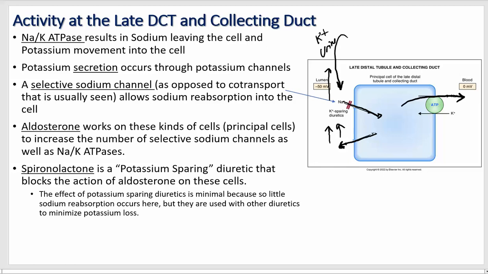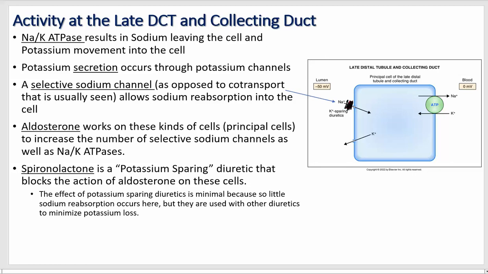So that's the function of this. This is why it's a handy thing to have as a diuretic, because you're pumping sodium in, and then potassium is actually leaving. So if we block this, hopefully we already see where this is going, and they've already put the lines through it for us.